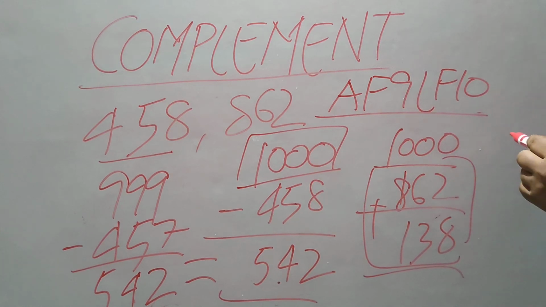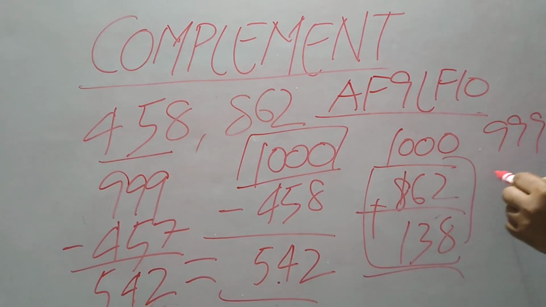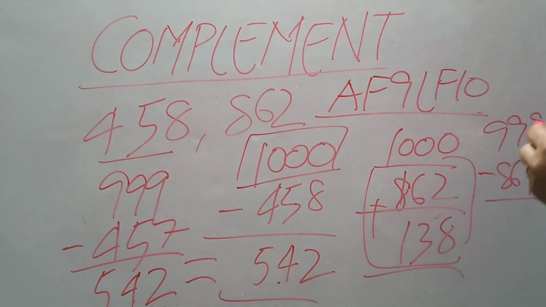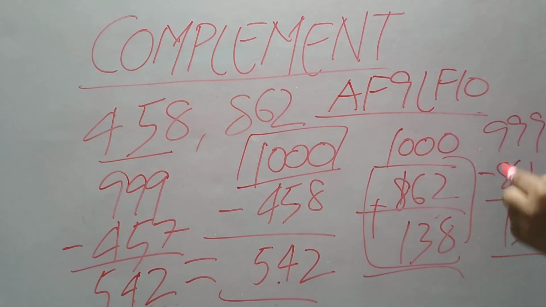In the same way, if I write down 999 minus 8, 6, 1, I have reduced 1 from here also. And now the complement will be 9 minus 1 is 8, 9 minus 6 is equal to 3, 9 minus 8 is equal to 1. So 138 is equal to 138.